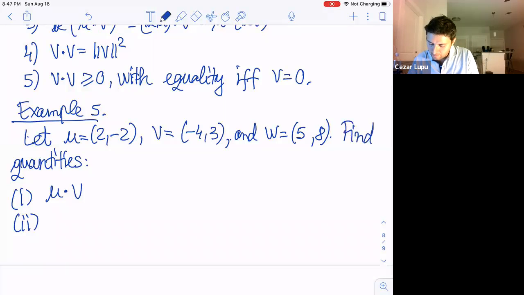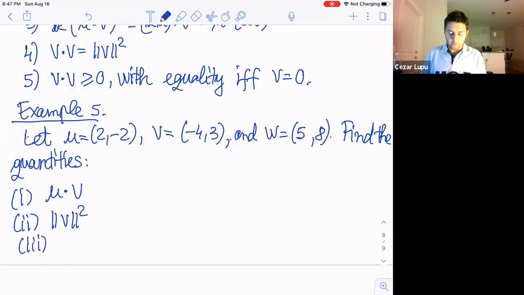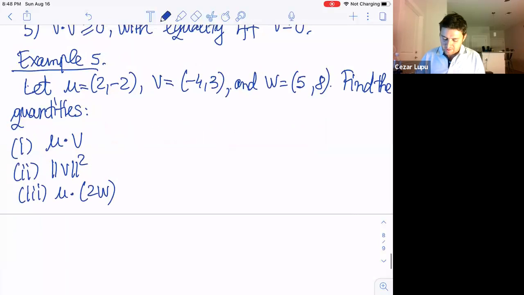Find the following quantities. u dot v, then we want to find the magnitude of v squared, and then the third one should be u dot 2w. Okay, these are pretty straightforward examples. Let's do them.